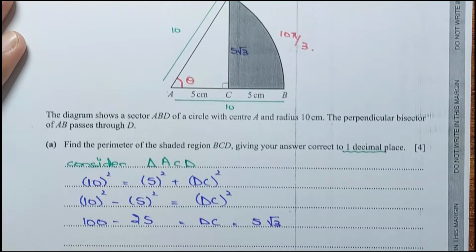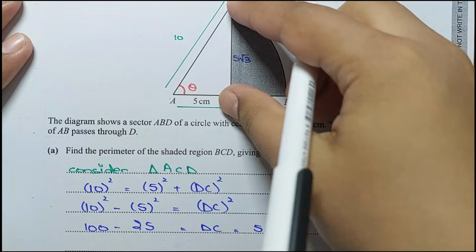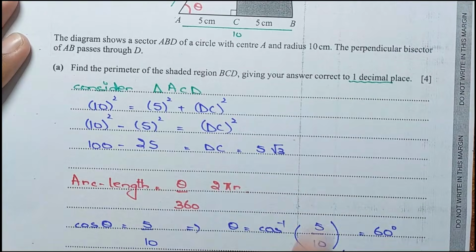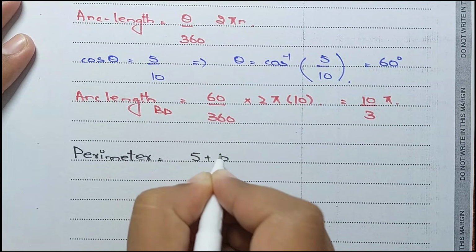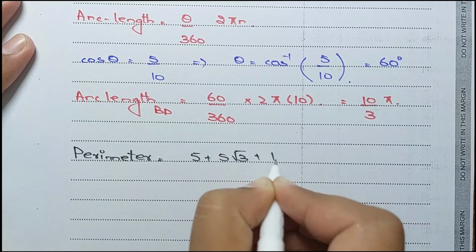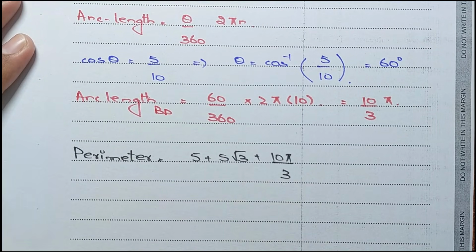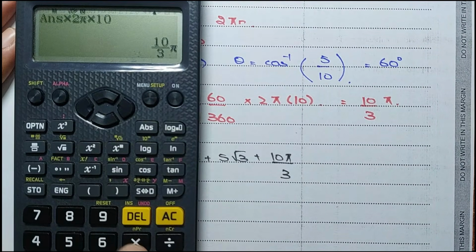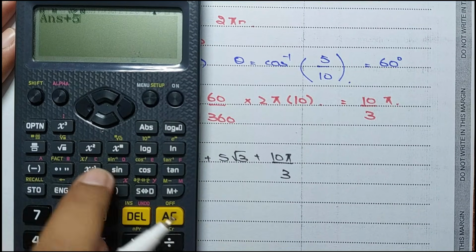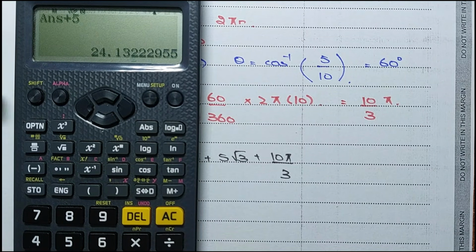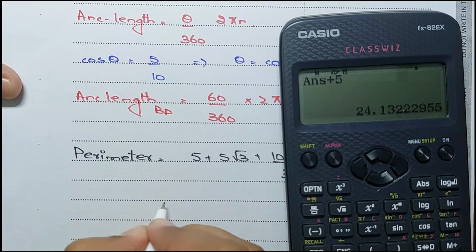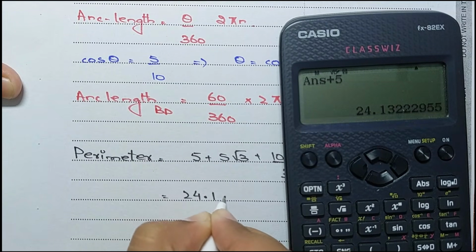The perimeter is this length and this length, up to 1 decimal place. 5 plus 5 root 3 plus 10 pi over 3, plus 5 root 3 and plus 5. That is 24.1 up to 1 decimal place. That is the answer, 24.1 centimeter.